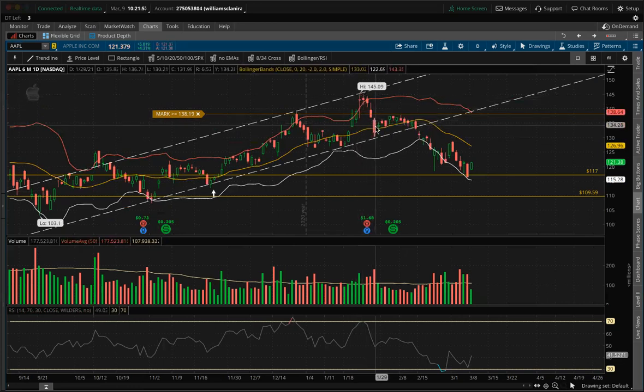Then we get some significant pullback to the mean. And then this is where we had bond talk and a whole bunch of other corrections that needed to occur in the tech sector. And the NASDAQ was hit pretty hard lately. So now you can see that it's riding along the bottom side of the band.